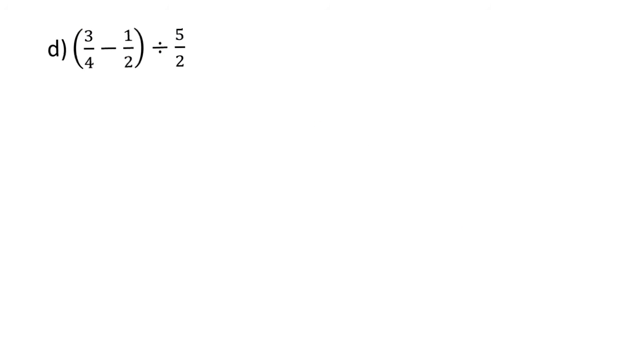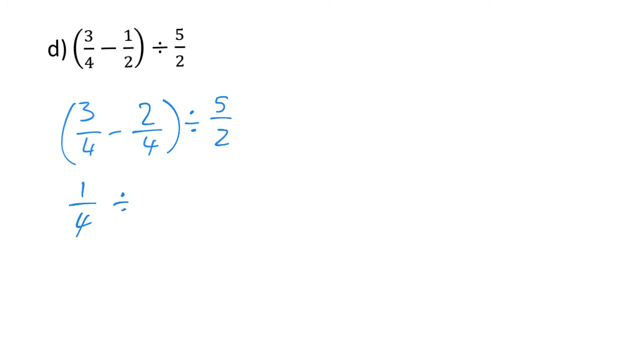Example D, again we've got a bracket, so we need to do that first of all. We're subtracting within the fraction, so we need to find the common denominator. The common denominator between 4 and 2 is 4. So we don't need to do anything to the 3/4, it'll stay the same. To get from halves to quarters, we multiply by 2. So do the same at the top, and we get 2/4. And that's going to be divided by 5/2. To subtract fractions, we subtract the numerators. So we get 3 take away 2 is 1/4.